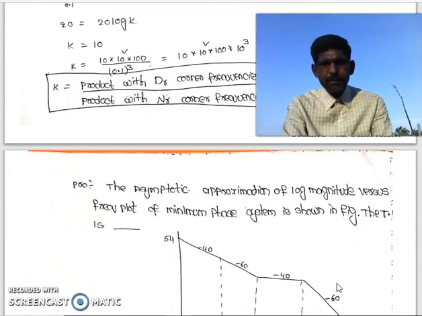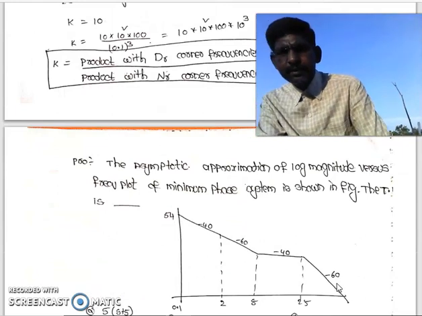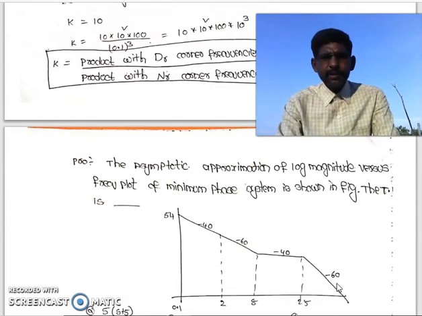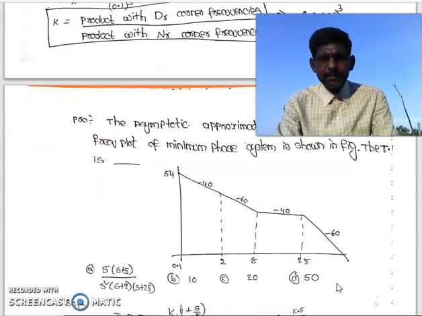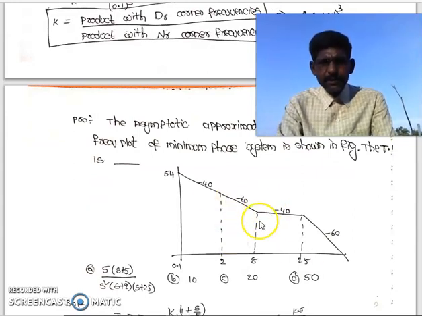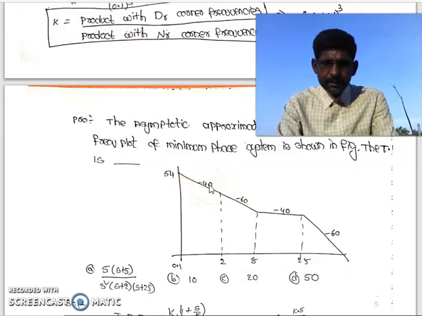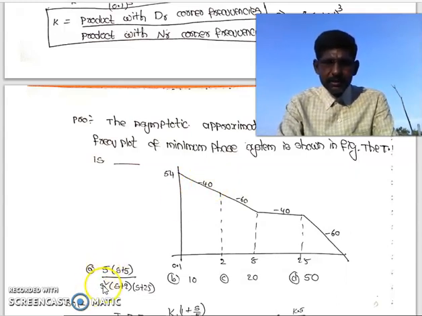This is the problem. The next problem is: the asymptotic approximation of the log magnitude versus frequency plot of a minimum phase system is shown in the figure. Find the transfer function. To find the transfer function for this, first observe the initial slope, minus 40 dB. Whenever we have minus 40 dB, this indicates that two poles are present at the origin. So we need to write an s square term.